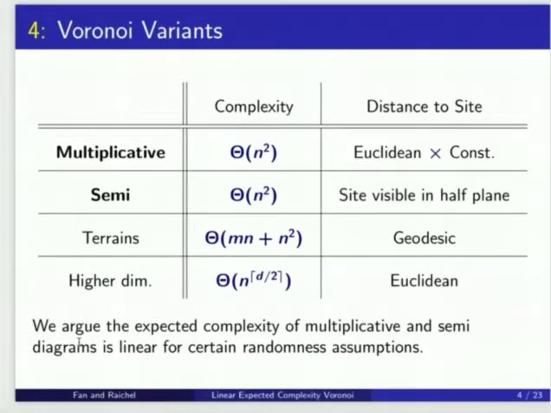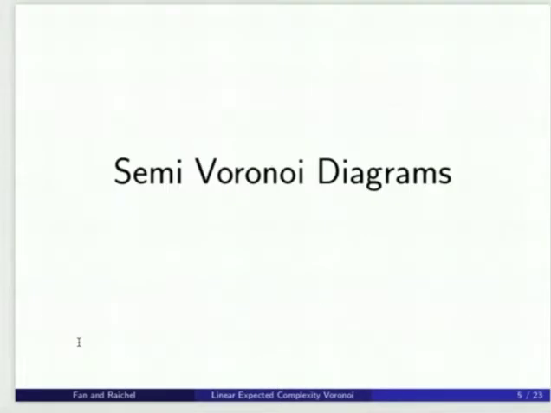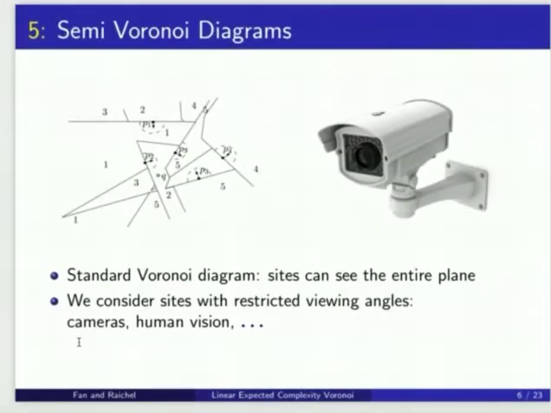We want to argue that the expected complexity of the multiplicative Voronoi and semi Voronoi diagram is linear under certain randomness assumptions. First, let's consider the semi Voronoi diagram. In the standard Voronoi diagram, each set can see the entire plane. However, that is not always the case if we consider a camera or a human as a set. Then a camera or a human can only see some restricted view angle, not the whole plane.